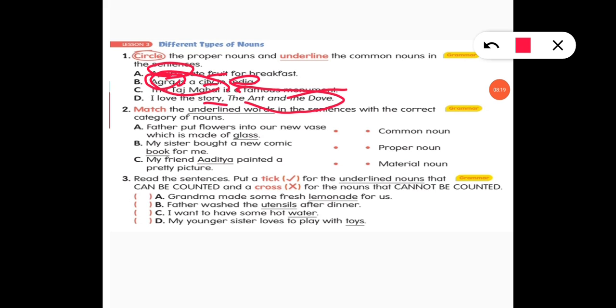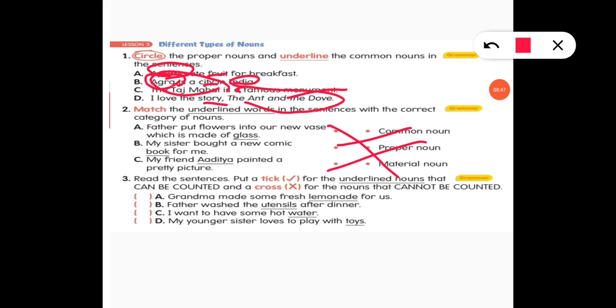Glass is a material noun, so you have to match with the material. Next one, my sister bought a new comic book for me. So here book is common noun. Next one, my friend Aditya painted a pretty picture. So Aditya is proper. I hope question 2 is clear. There is question 3. Read the sentences, put a tick for the underlined nouns that can be counted and cross the nouns that we cannot count.